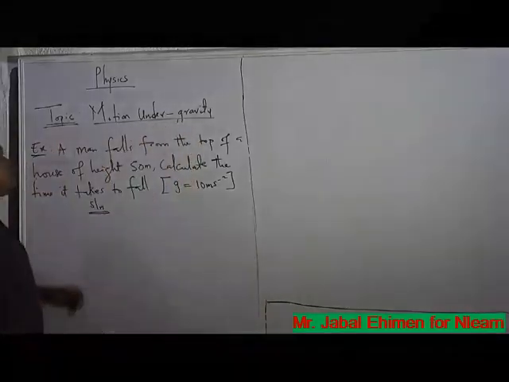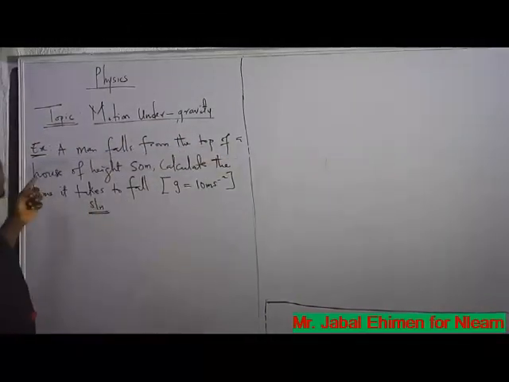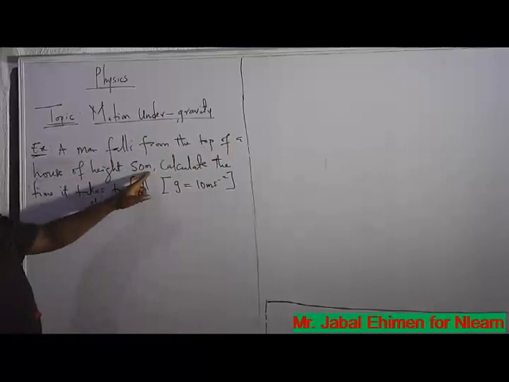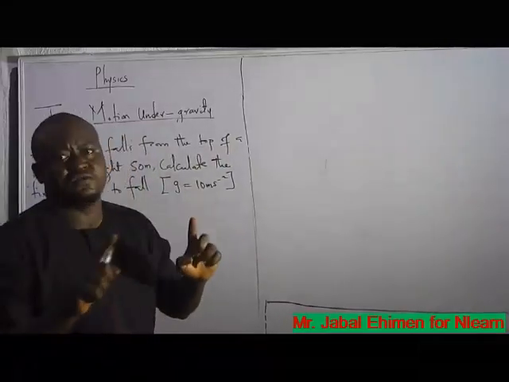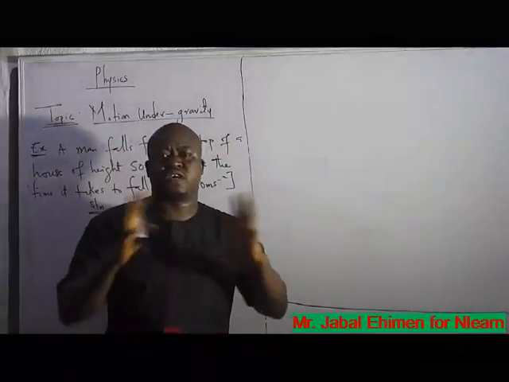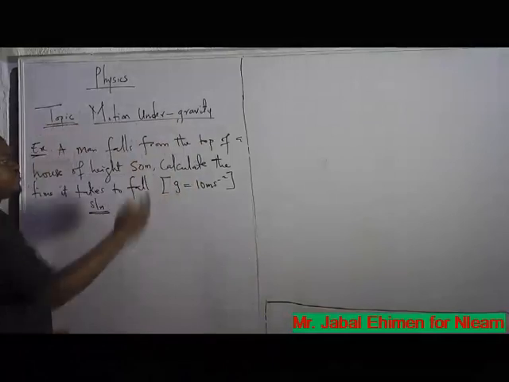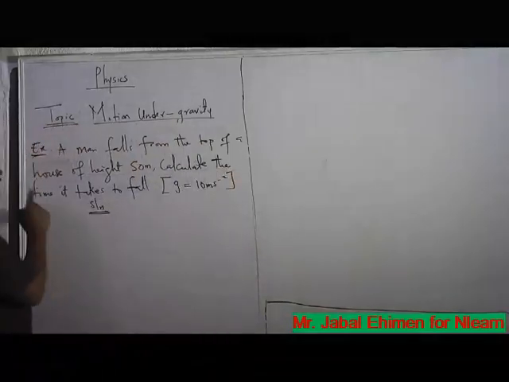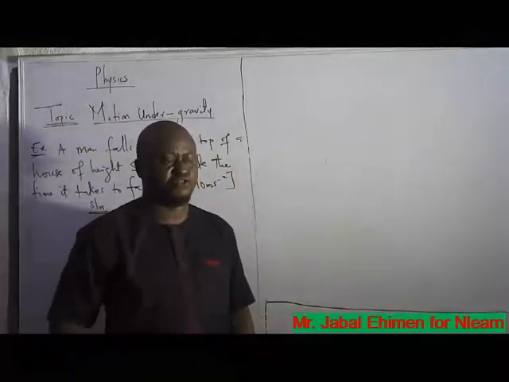Now, he said a man falls from the top of a house of height 50 meters. The first question we treated, there was nothing that has to do with height. There was no value given for height. But now we have height as 50 meters. It said calculate the time it takes to fall. G is 10 meters per second squared, as usual.